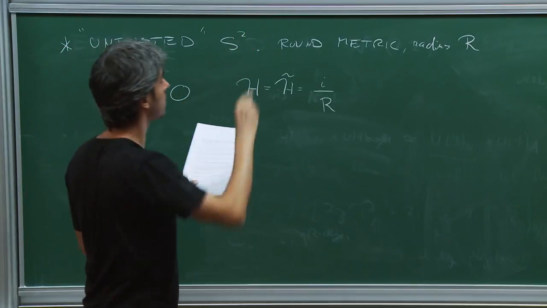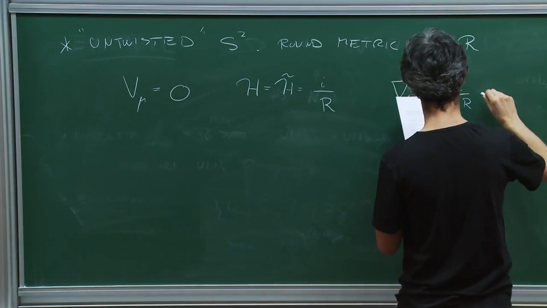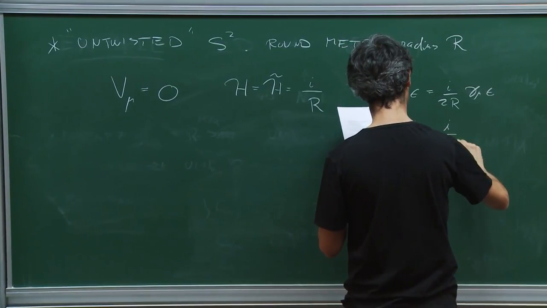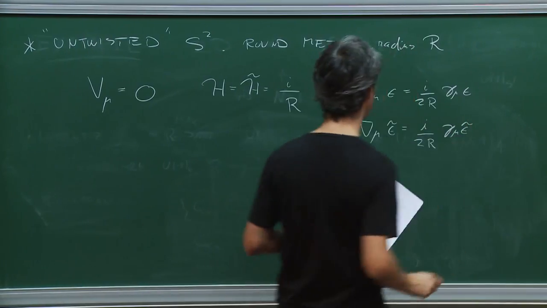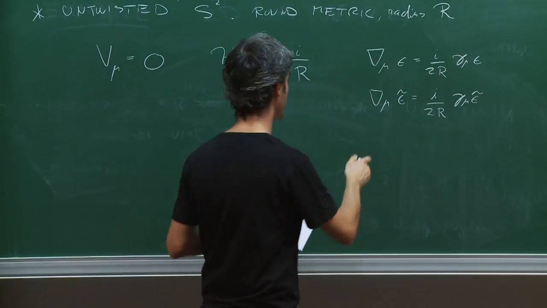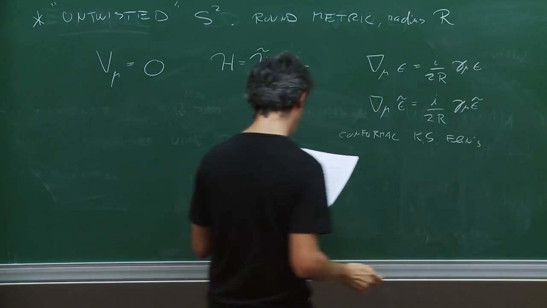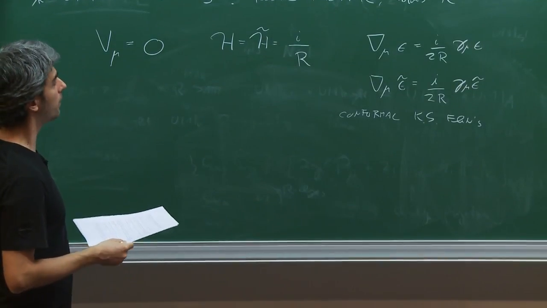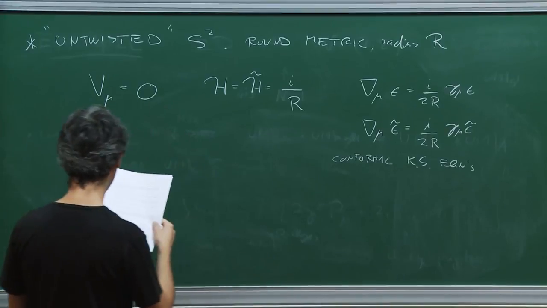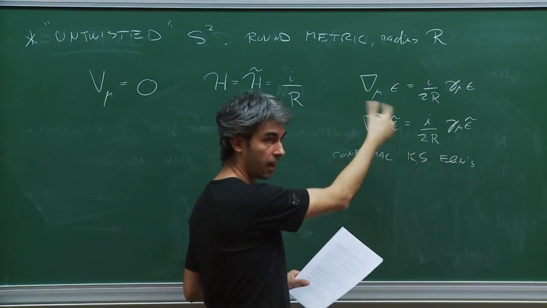And now if you just write those equations, they take the following form. In fact, these equations have been known for a long time. These are called, if I'm not mistaken, conformal Killing spinor equations. On S2, you don't need to open a book to solve this equation. They are simple to solve. It turns out that there are two solutions for epsilon and two solutions for epsilon tilde. So in total there are four solutions.